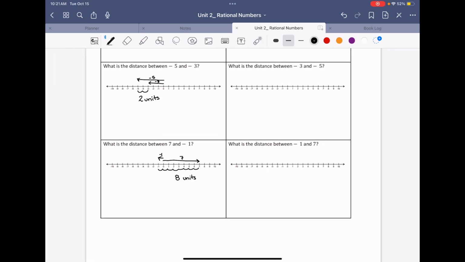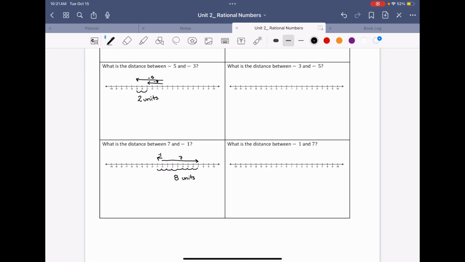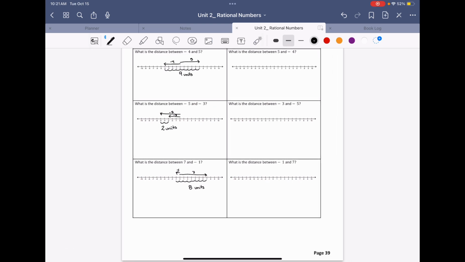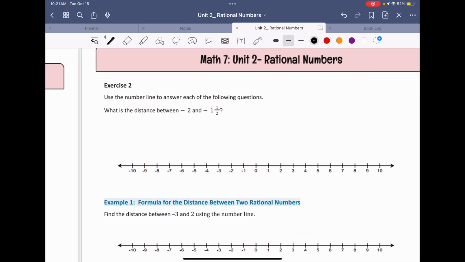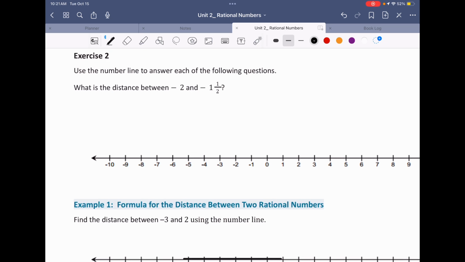But there's actually a formula that we can use to solve this on the next page. So this exercise says, use the number line to answer each of the following questions. What is the distance between -2 and -1 1/2? So I'm going to change this. This is -2. And remember, -1 and 1/2 can be changed to -1.5. I'm going to show the distance between those numbers. So I have -2 and about -0.5 is right here. So that is a distance of only 0.5.